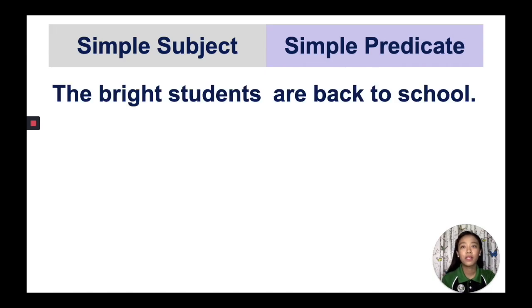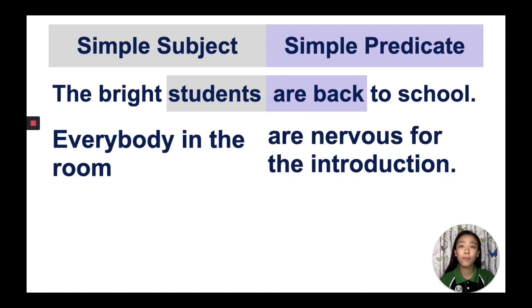Let's go back to the sample sentences earlier. The bright students are back to school. The simple subject in this sentence is the noun students, and the simple predicate is the verb phrase are back. In this sentence, everybody in the room is nervous for the introduction. The simple subject is everybody, and the simple predicate is the verb phrase is nervous.